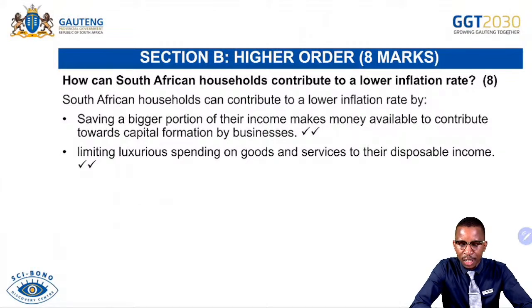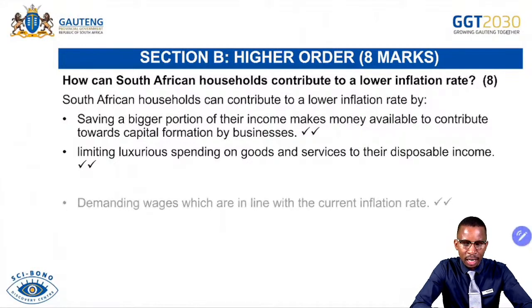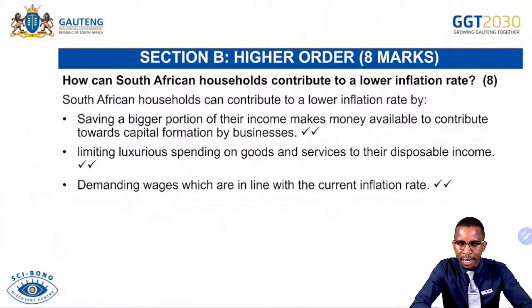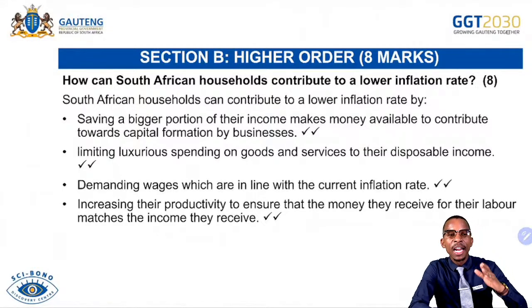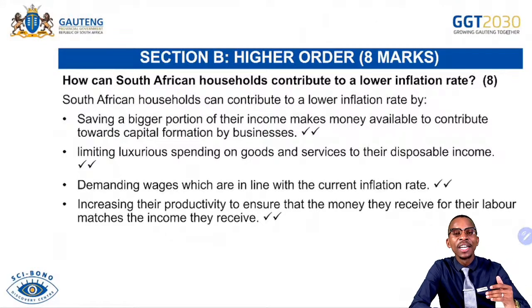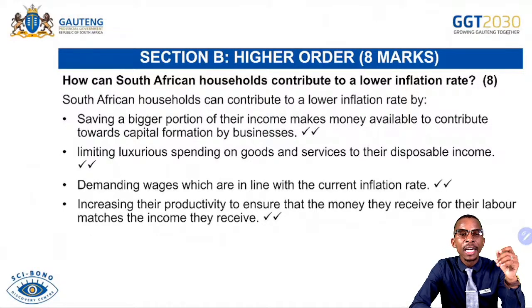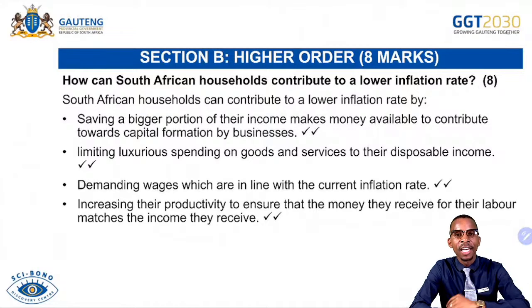Limiting luxurious spending on goods and services to their disposable income. Demanding wages which are in line with the current inflation rate, not demanding the highest level of wage that will cause inflation even further. Increasing their productivity to ensure that the money they receive for their labor matches the income they receive. Remember, if income per worker increases more than labor productivity, that will cause inflation. But if labor productivity increases more than income per worker, or wage per worker, that will cause no inflation, because they produce more as they earn less, on average.